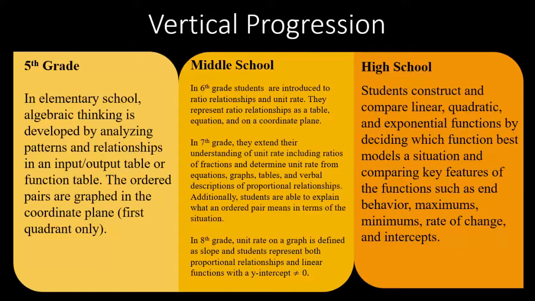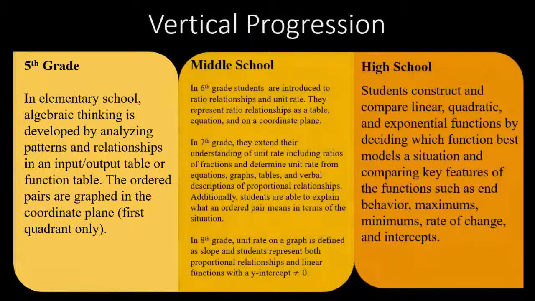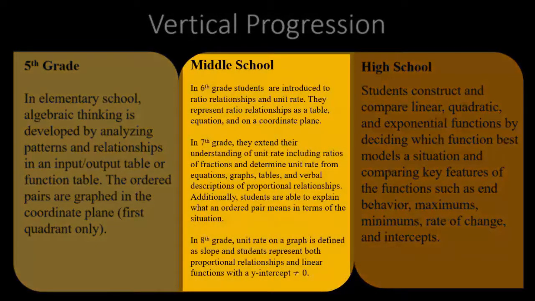In elementary school, algebraic thinking is developed by analyzing patterns and relationships. In 5th grade, these relationships are displayed in an input-output table, or function table. The ordered pairs are then graphed in the coordinate plane. In middle school, 6th grade students are first introduced to ratio relationships and unit rate. They represent these relationships in tables, equations, and on the coordinate plane.